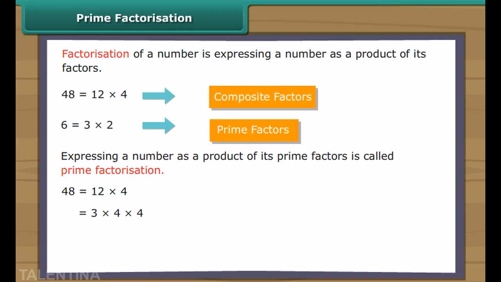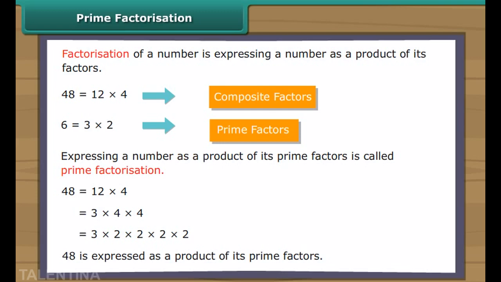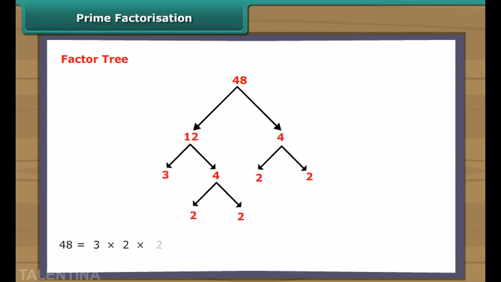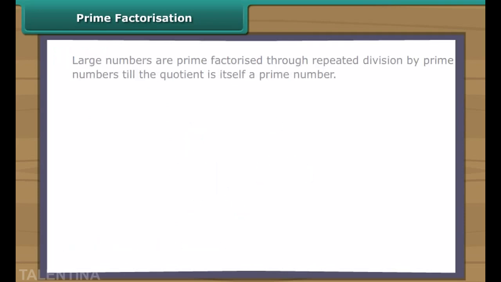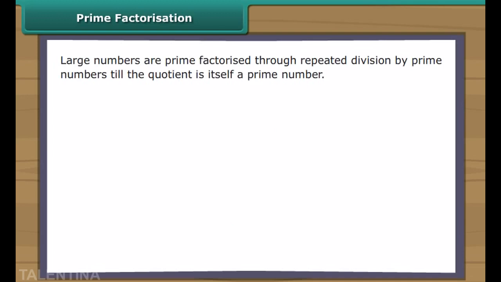4 is 2 into 2. So 48 can be further factorized as 3 into 2 into 2 into 2 into 2. 48 is now expressed as a product of its prime factors. Prime factorization can also be expressed graphically with the help of a factor tree. Large numbers are prime factorized through repeated division by prime numbers till the quotient is itself a prime number.